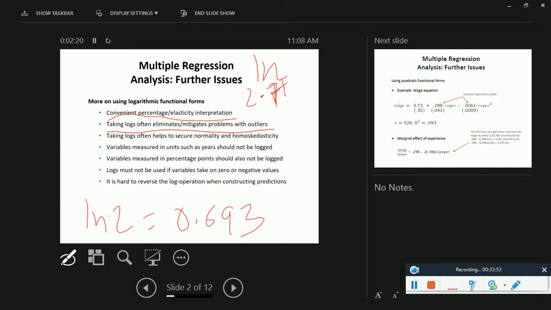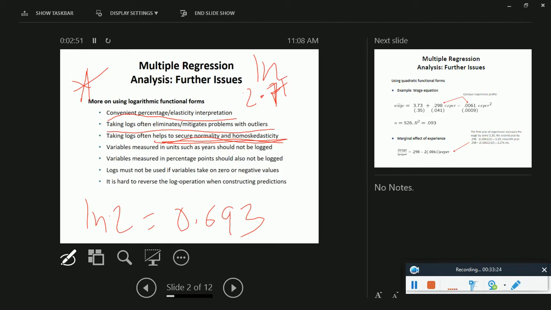It's convenient. So this can be an exam question. Like I can ask, what is the advantage of using a log form, right? These are the advantages. It helps to secure normality and homoscedasticity. So when you take a log form of a regressor or a variable, it will make it more normal and more homoscedastic.